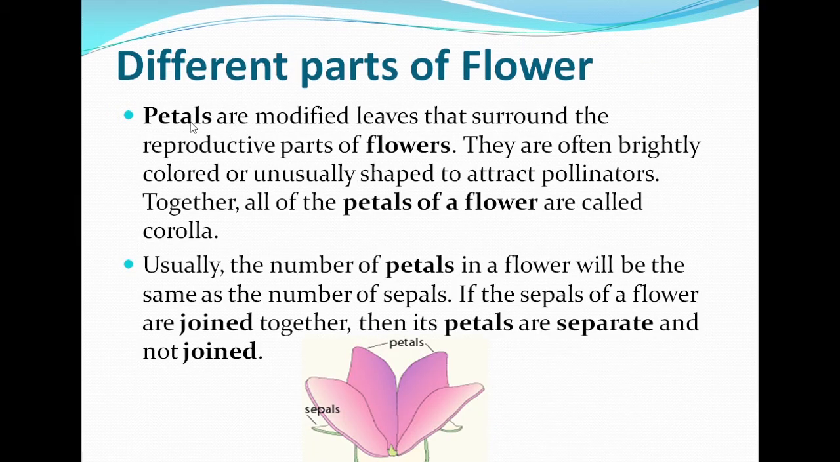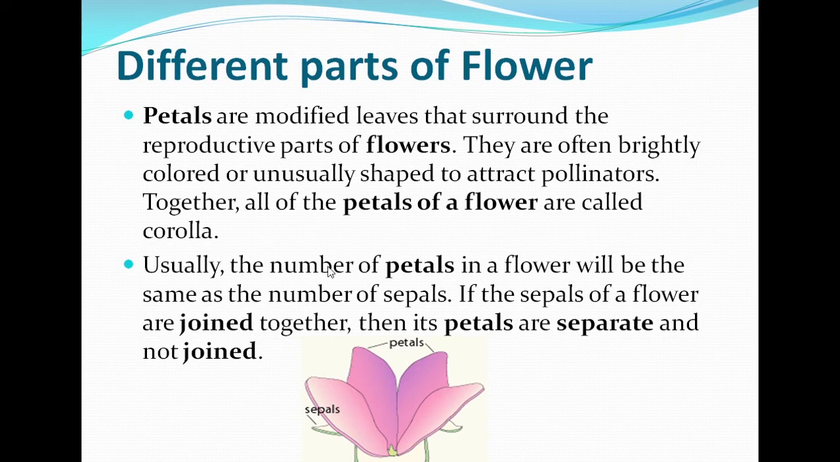Now, petals. This is petals, and this is sepal. Petals are modified leaves that surround the reproductive parts of a flower. They are often brightly colored or unusually shaped to attract pollinators. Together, all the petals of a flower are called corolla.